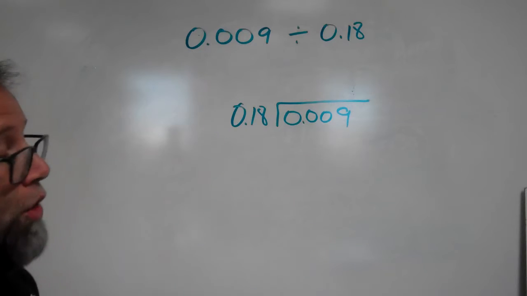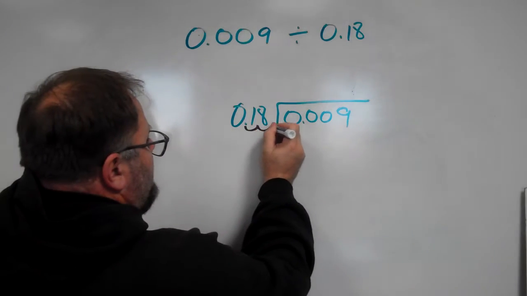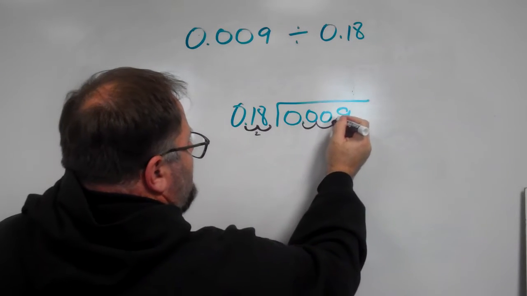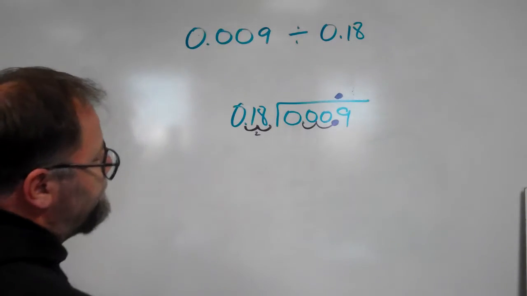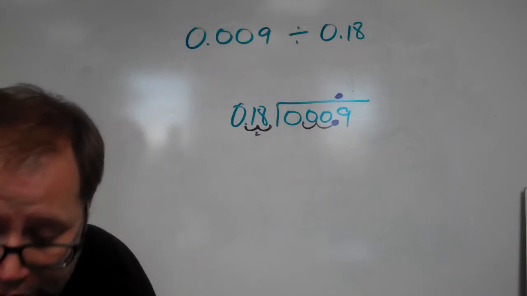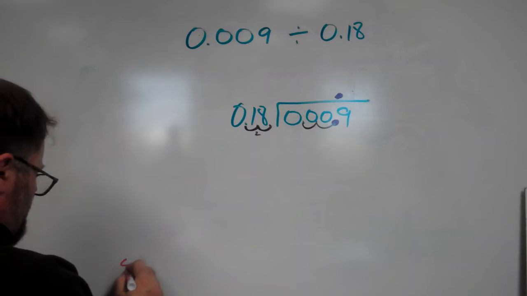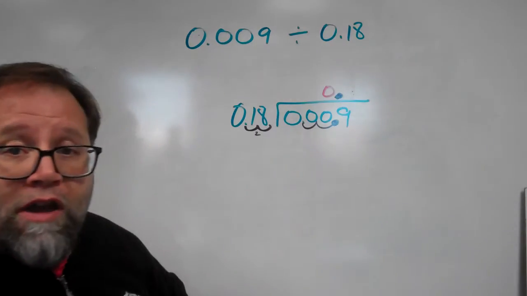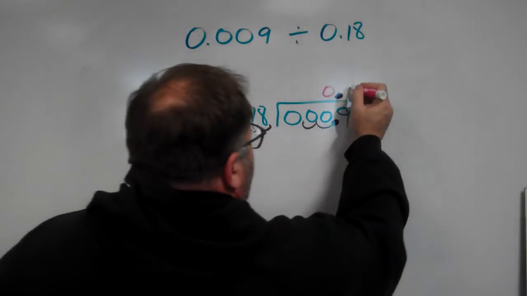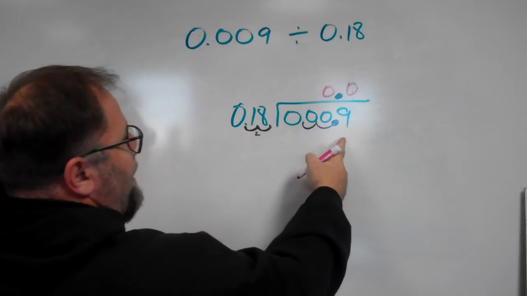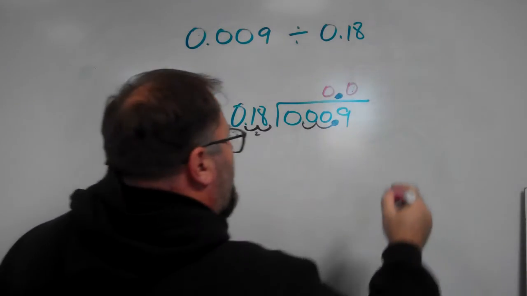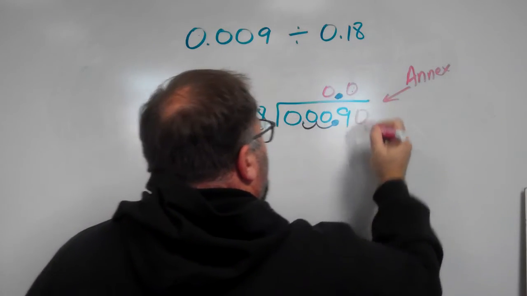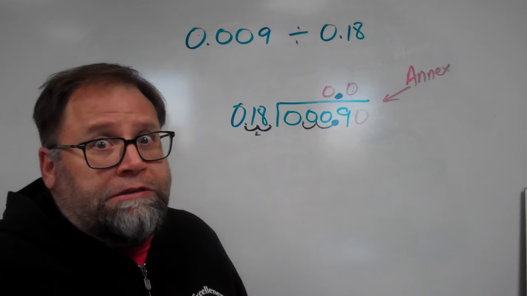Got to make my divisor whole. So I'm going 1, 2 steps. So then I'm going to go 1, 2, put my new decimal, and put my new decimal on top. And then I start the math. Let's see how this one works. Oh, that was nice. How many 18s are in 0? 0. How many 18s are in 9? 0. How many, oh, Mr. Romanovich's favorite word, annex. We need another 0 here.